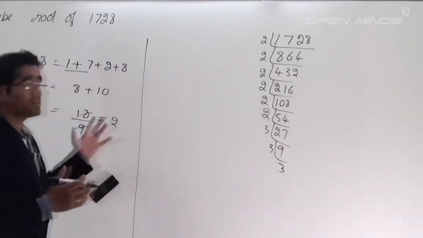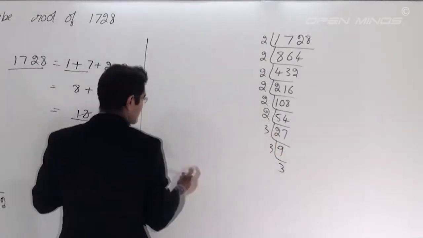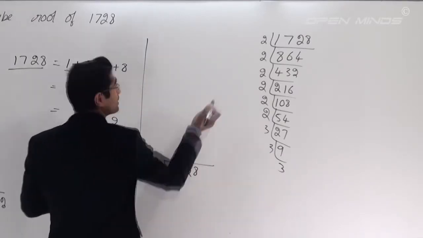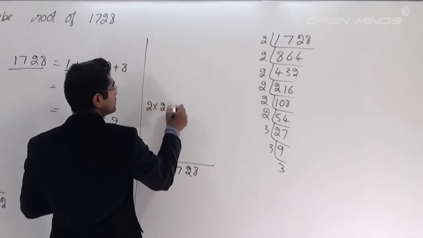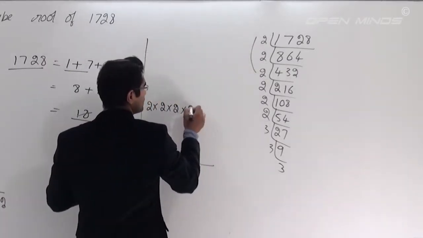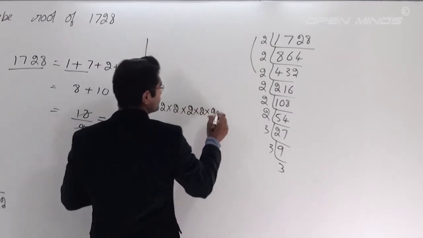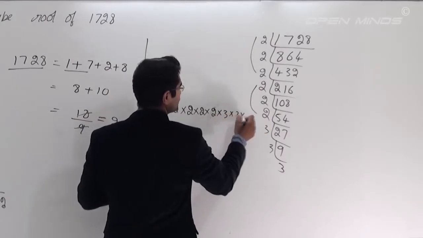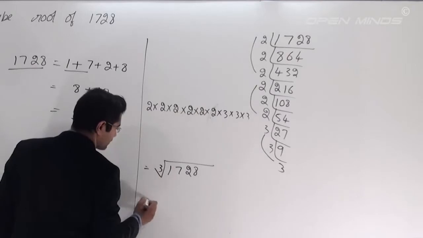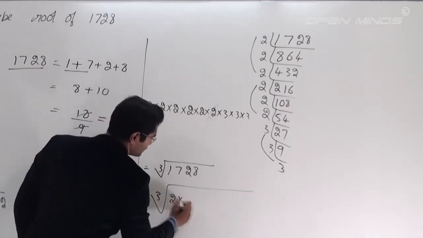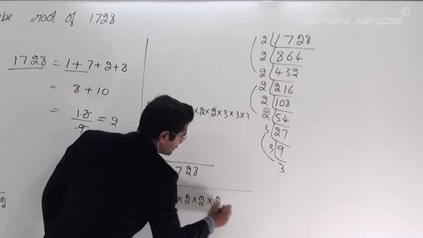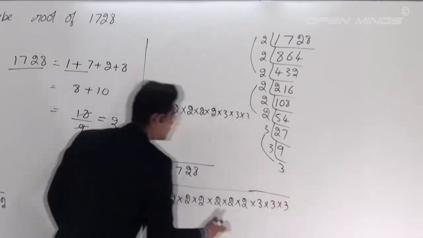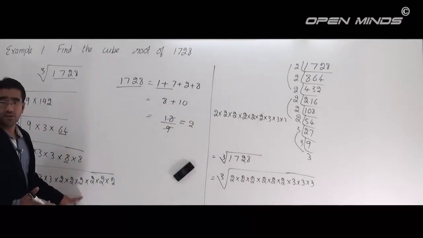So now, are these the same? See, I just broke it down to prime factors. I can write the cube root of 1728, and 1728 can be written as 2 times 2 times 2, these 3, again 2 times 2 times 2, these 3, and 3 times 3 times 3, these 3. So I can write this as the cube root of 2 and 2 and 2 and 2 and 2 and 2 and 3 and 3 and 3. Now, are these two different? They're exactly the same, right?